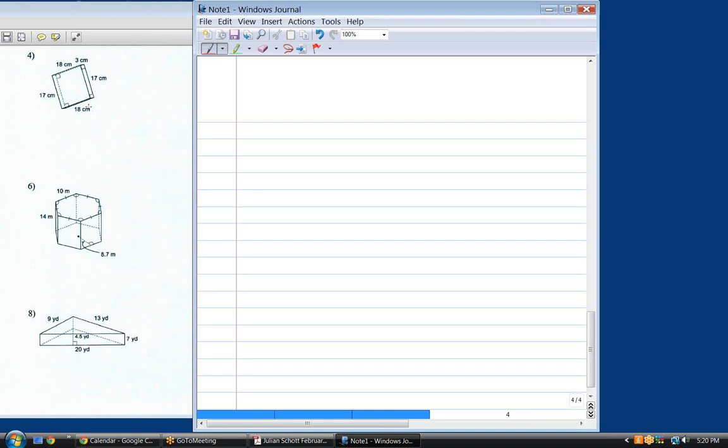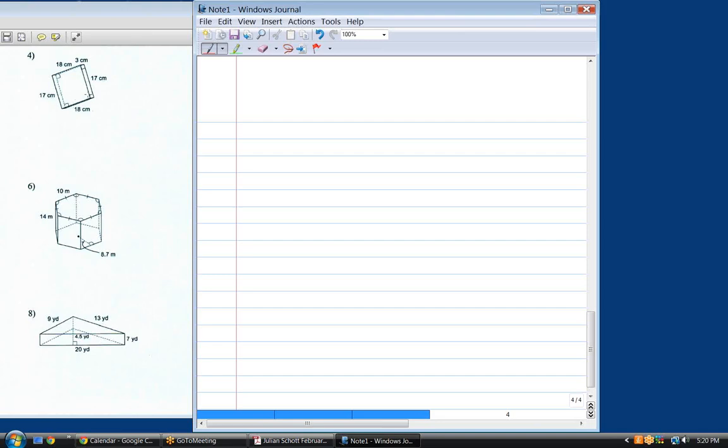18, 3, and 17. That's it. Multiply those 3 together. What do you come up with? Is that times 0.5? No. There's no half. Oh. In other words, regardless of which base we would be looking at, its area would be base times height.